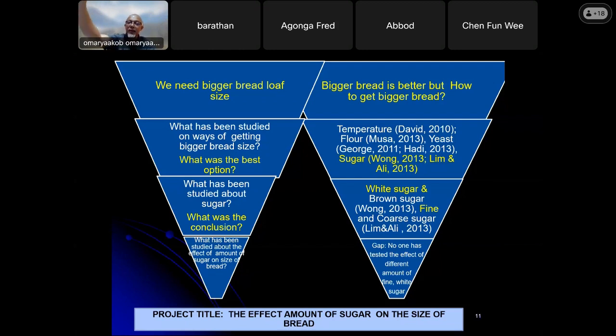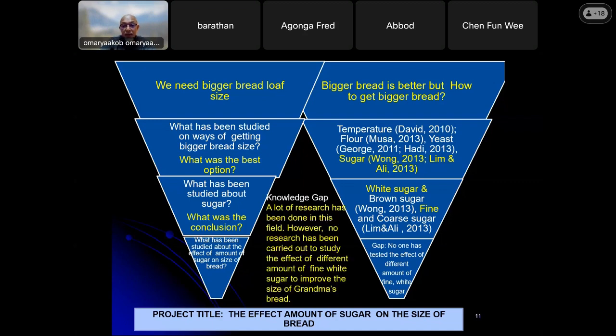He looked at the literature before this. They have looked at that, but no one has tested the effect of different amounts of fine white sugar. Because of that, he found the knowledge gap: a lot of research has been done in the field, however no research has been carried out to study the effect of different amounts of fine white sugar to improve the size of grandma's bread. Okay, although it is hypothetical and only a boy's experiment, this is just to show you how we can identify a knowledge gap by looking at previous literature in a similar way. Okay.